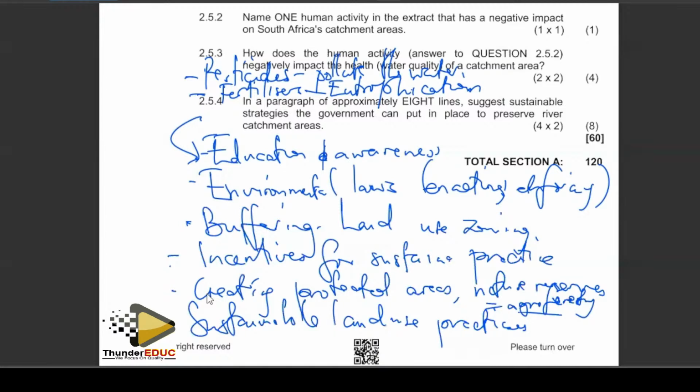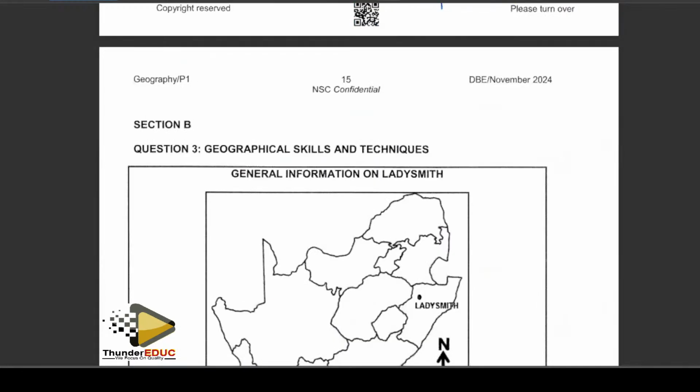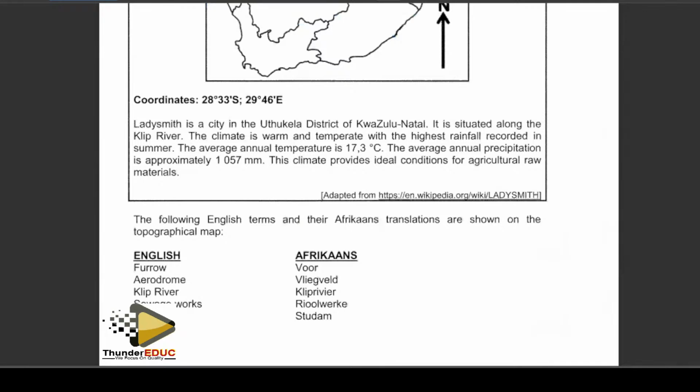Right. So that brings us to the end of our section A, which is our theory section. We now have to go to section B and look at geographical skills and techniques, which is section B, question number 3. Right. We move on to question number 3. Our map is on Ladysmith, which is typical of a city in the province of KwaZulu-Natal, Uthukela district. I think the map information is provided there. You can also check the map information. It will help you to address some questions. You should not ignore the map information.